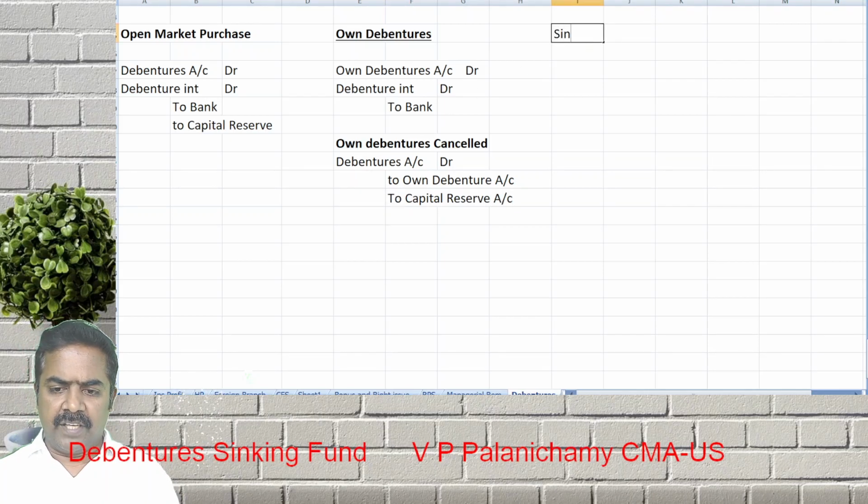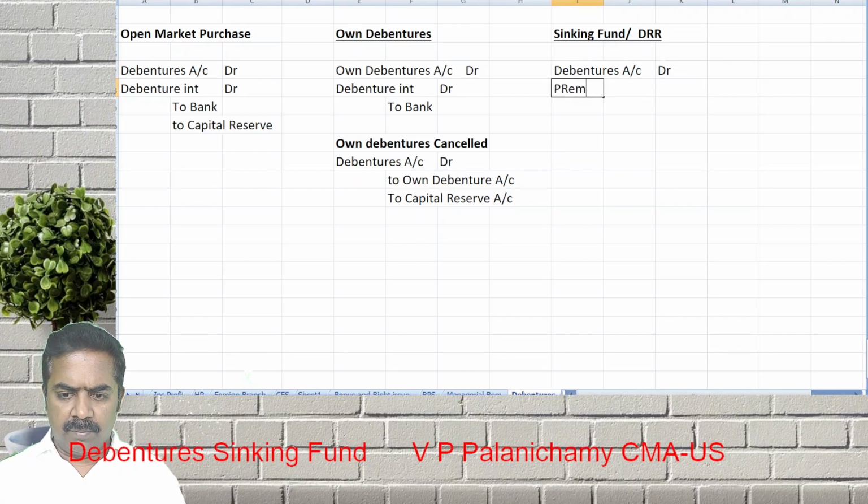Or it can be through sinking fund. Create the sinking fund, otherwise called debenture redemption reserve, and through that the debentures can be redeemed on the due date. What is the entry we pass for redemption? Debentures account debit. If there is a premium, what do we do? Premium on redemption account debit we do. Then to which account?